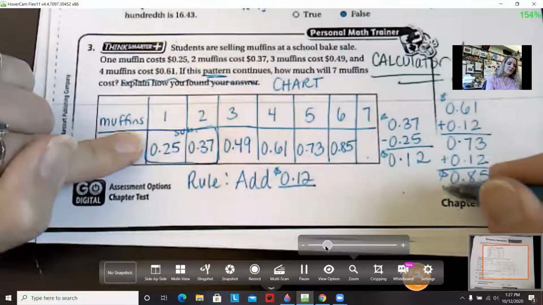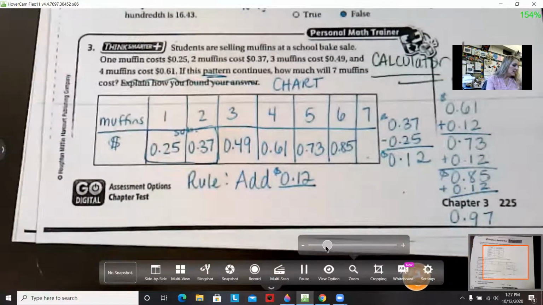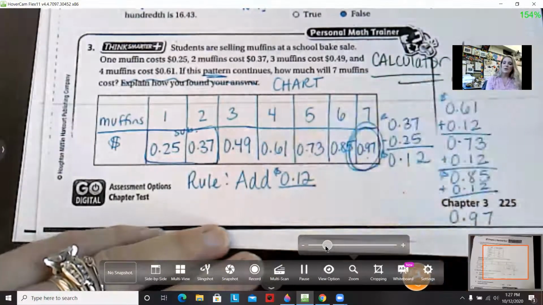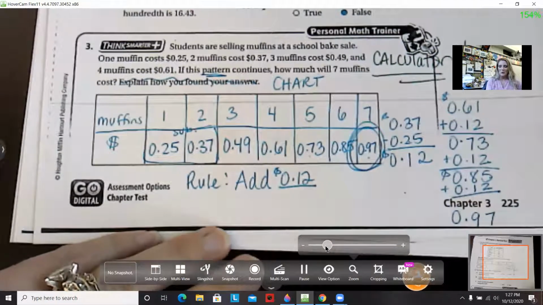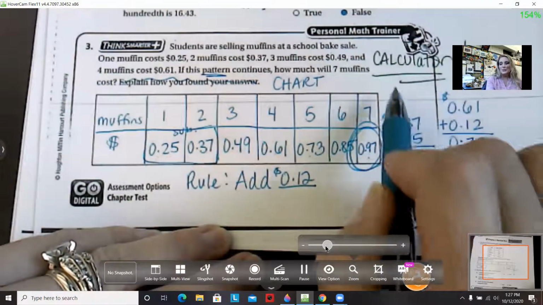And our 7th muffin, again, we have to add 12 cents. I'll put it underneath there. 5 plus 2 is 7, 8 plus 1 is 9. Bring down that decimal point, and here we have 97 cents, final answer, and you can circle that in your little chart there.